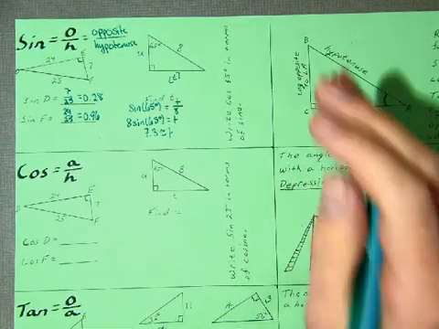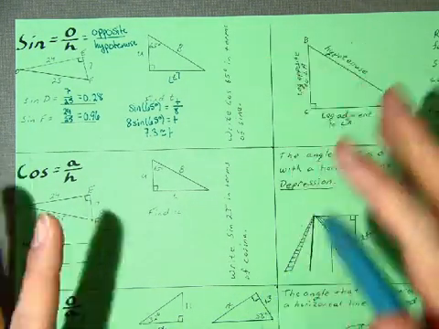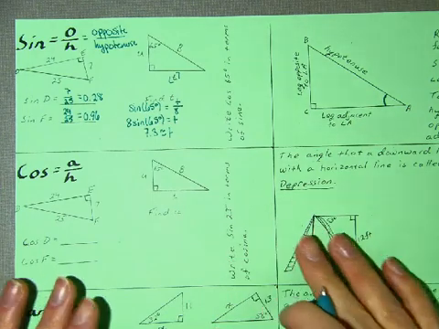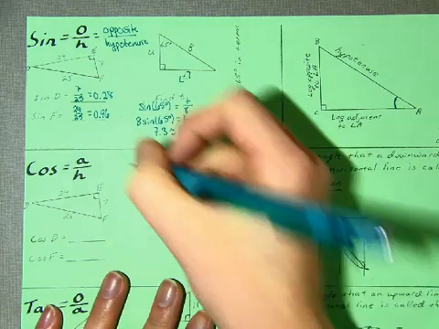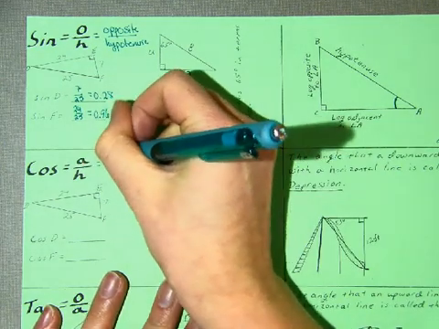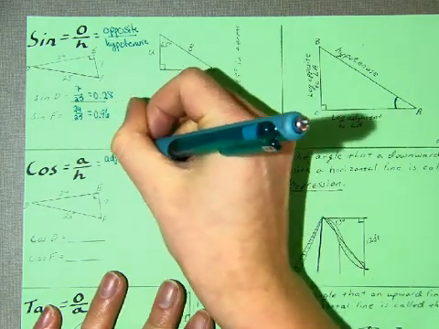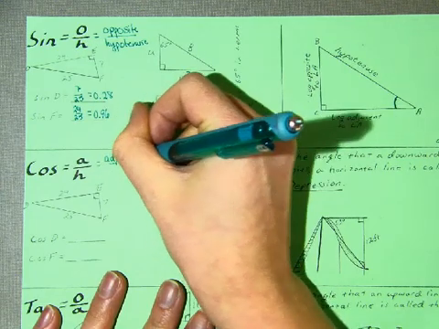Okay, so before we talk about writing cosine in terms of sine, let's come down and look at cosine. So cosine is the adjacent leg over the hypotenuse.